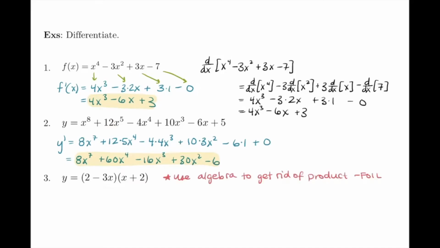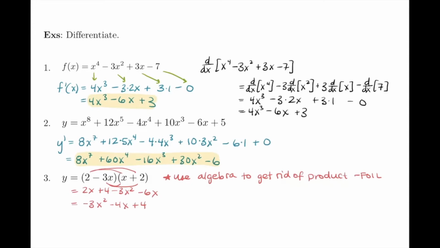So what we'll have to do sometimes is use algebra to get rid of a product or maybe a quotient. In this case, the algebra to do is FOIL this out, multiply it out, distribute everything. When we do that, the first will give us 2x, the outer will give us plus 4, the inner will give us minus 3x squared, and the last will give us minus 6x. Just combining the terms together and maybe writing them in decreasing power will give us negative 3x squared minus 4x plus 4. Now this is something that we know how to find the derivative of.